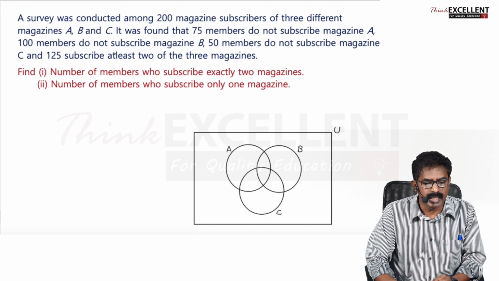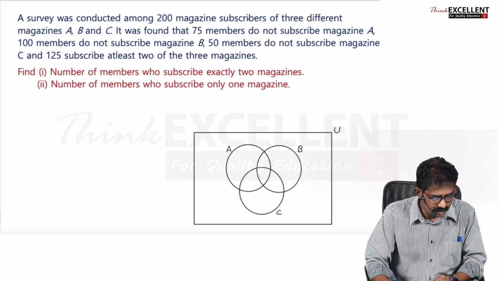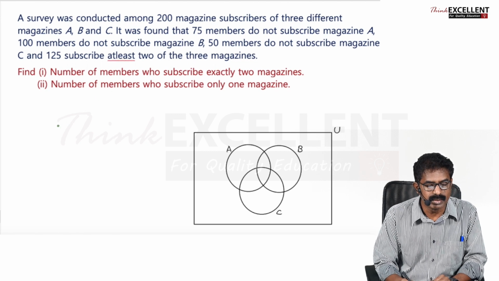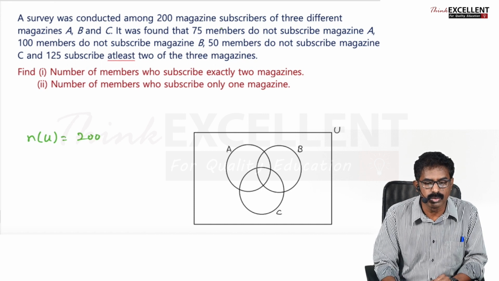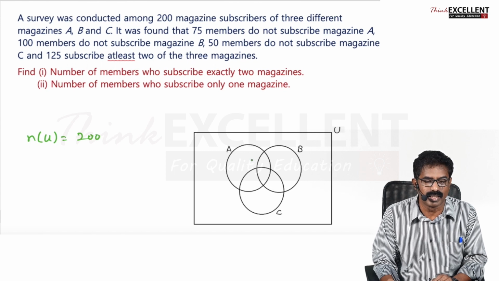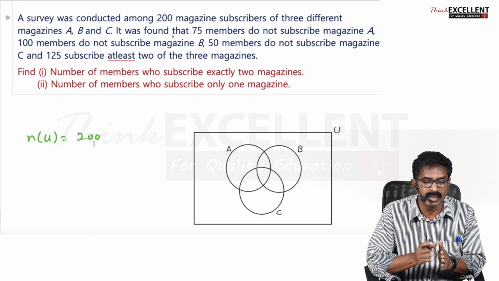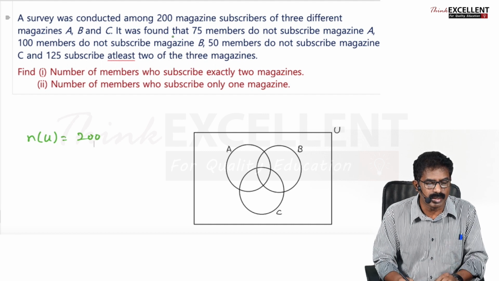A survey was conducted among 200 magazine subscribers. So n of u equal to what? 200, right? N of u equal to 200. Different magazine ABC. So here no problem, ABC only, right? It was found that, please listen very carefully, it was found that 75 members do not subscribe magazine. Do not subscribe. So I'm going to convert it into subscribe.